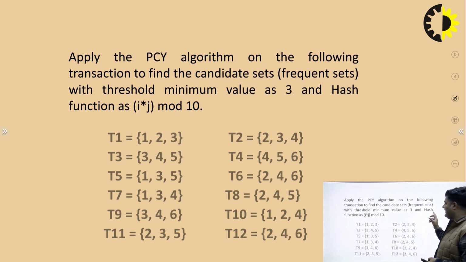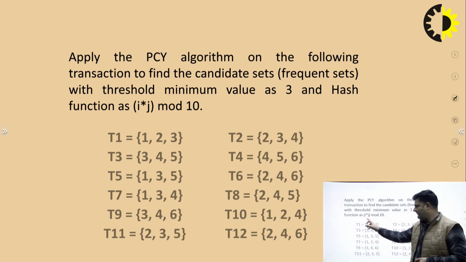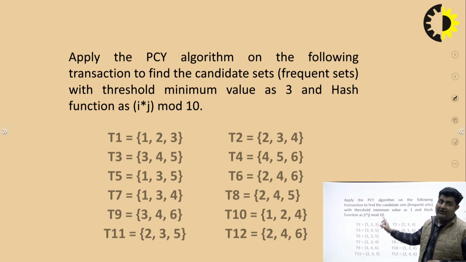Other is the hash function, i into j mod 10. This is the main point: compare the hash function with the other algorithms.